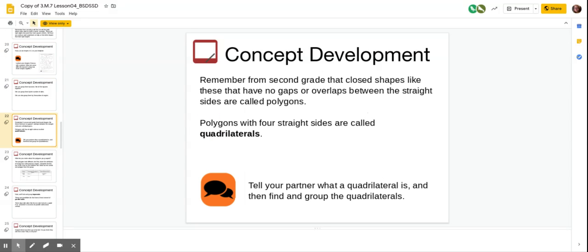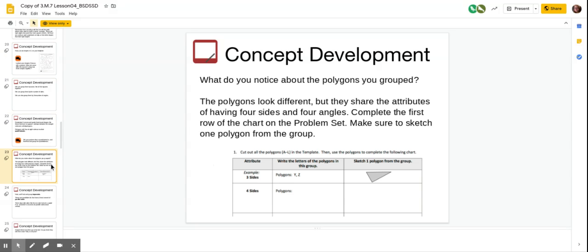So remember in second grade, closed shapes that have no gaps or overlaps with straight sides are called polygons, and that polygons with 4 straight sides are quadrilaterals, because 4 and quad mean the same thing. So all the polygons look different, but they share some attributes like having 4 sides or 4 angles.